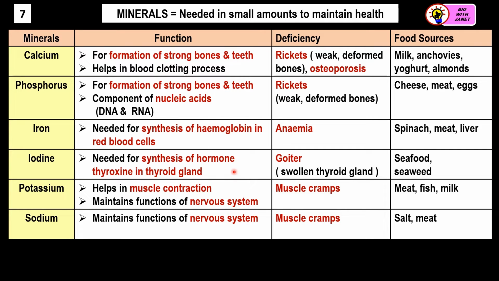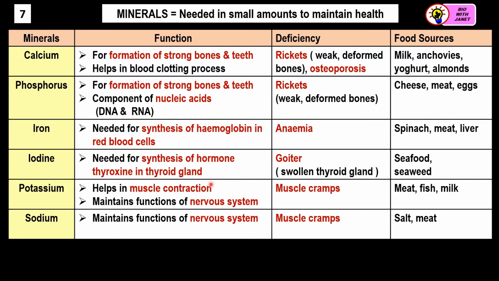Iodine is needed for the synthesis of the hormone thyroxine in the thyroid gland in the neck. So deficiency in iodine causes goiter. The symptom is a swollen thyroid gland, so the neck will look swollen. Now, sources of iodine are seafood, seaweed, and some other types of food.